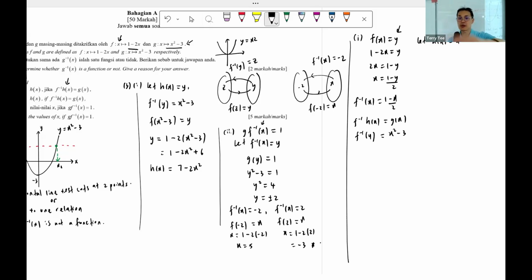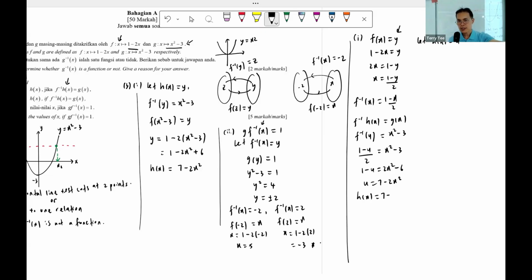You can see the similarity between this and the earlier method I've shown you. So I'm going to put u inside f inverse. So 1 minus u over 2 equals x squared minus 3. Multiply over, 1 minus u is 2x squared minus 6. Rearrange, u is 7 minus 2x squared. And what's your u? U is your h(x).